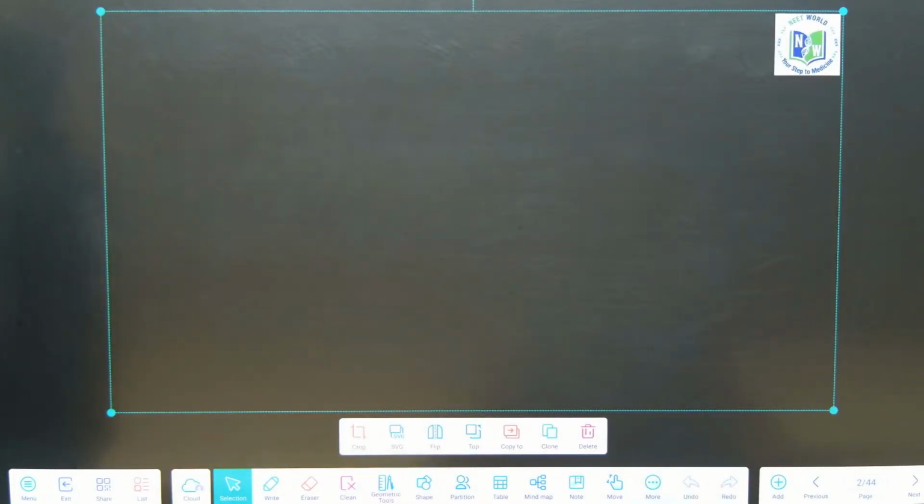I guess it's visible, right? The page is visible, I mean the board is visible, right? Yeah. Yeah, the board. Okay, fine.